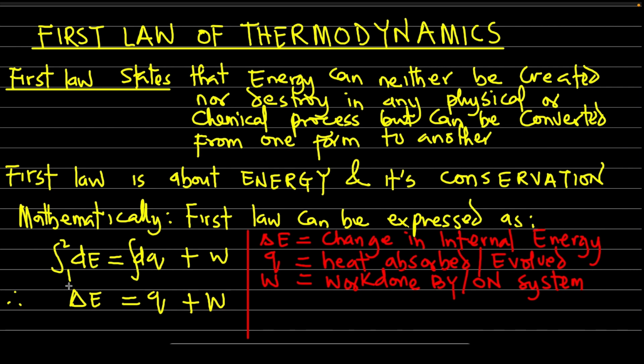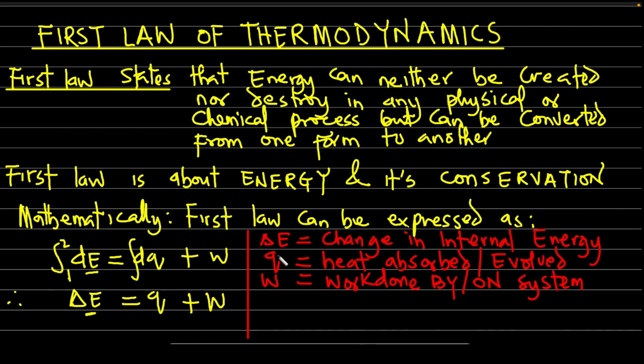This is a state function. That's why you move from state 1 to state 2. Internal energy is a state function, that's why we're having 1 and 2. However, heat is not a state function, hence the reason why you're not seeing 2 and 1 here. So when you integrate this, you have the change in internal energy, delta E equals Q plus W.